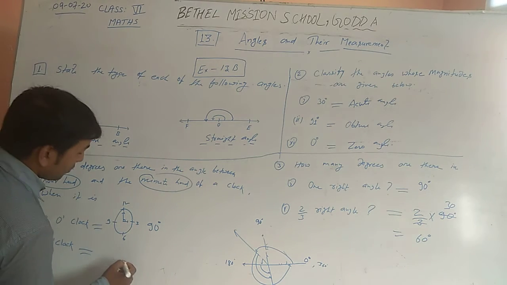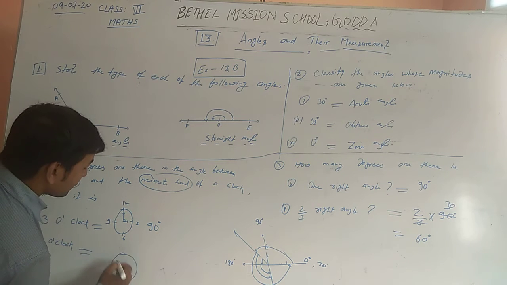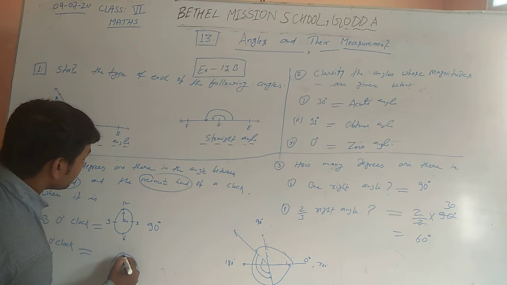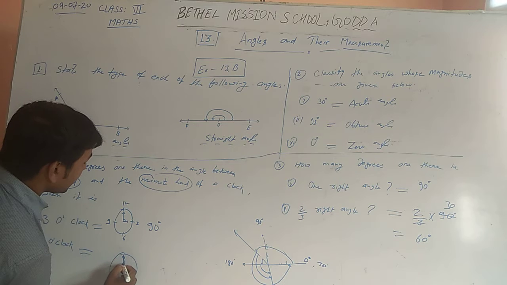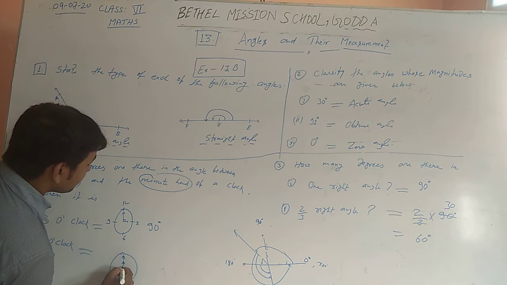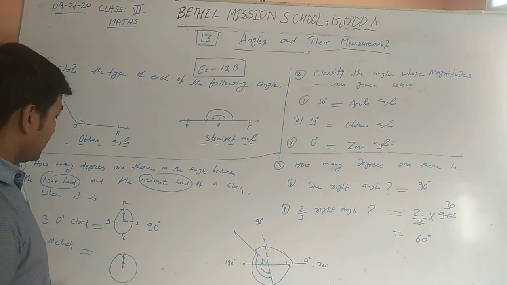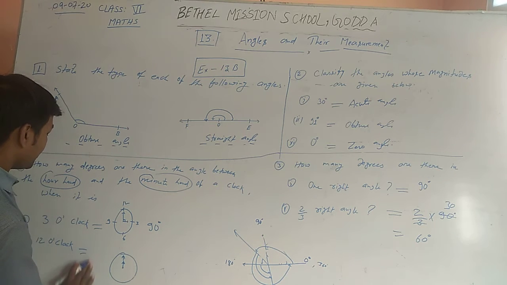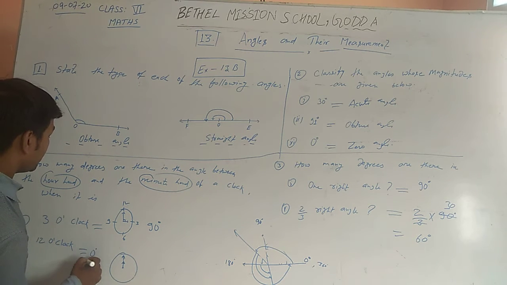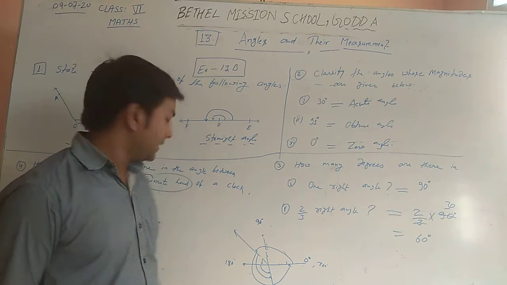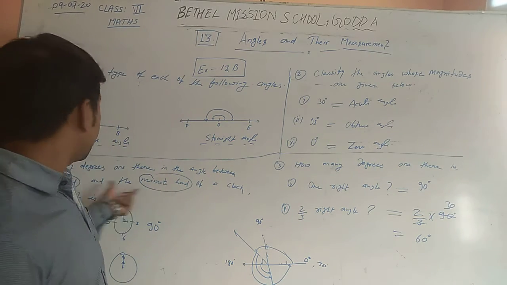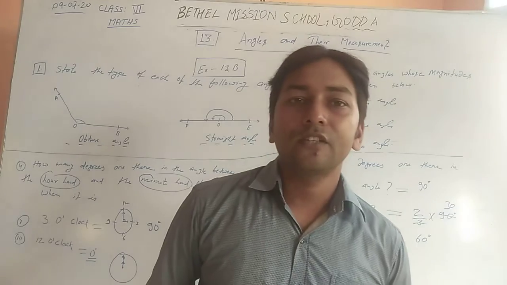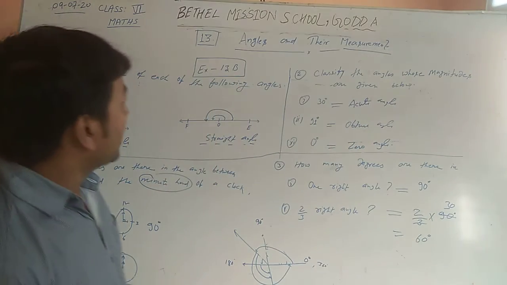Now 12 o'clock. At 12 o'clock, the minute hand and the hour hand are at 12, in the same line. Then it makes 0 degree. The angle between the minute hand and hour hand at 12 o'clock is 0 degree. I hope you got it. The rest you will do yourself.